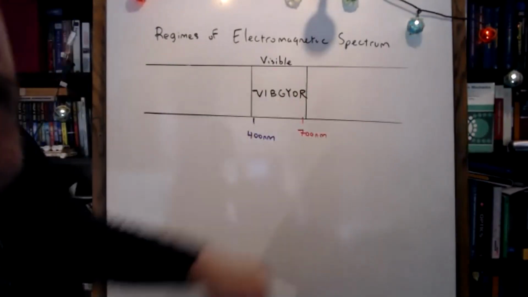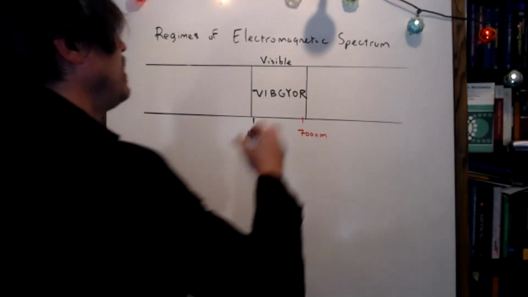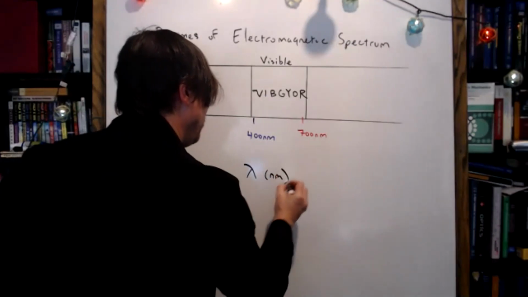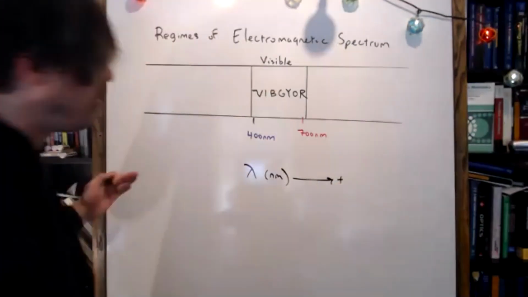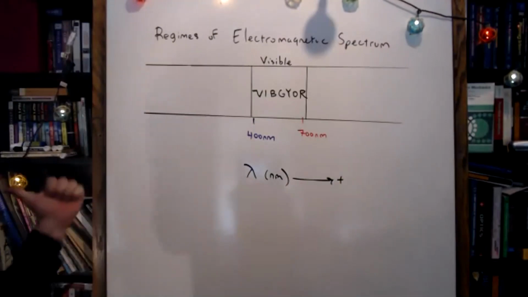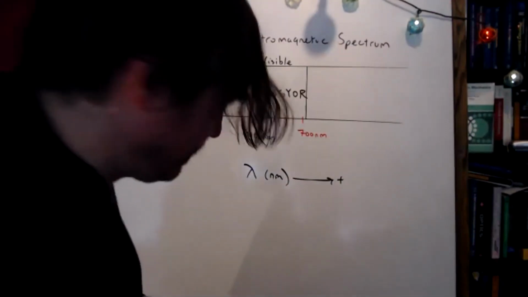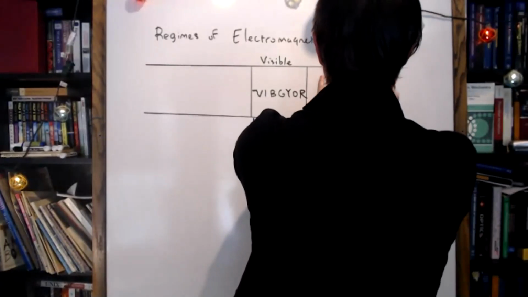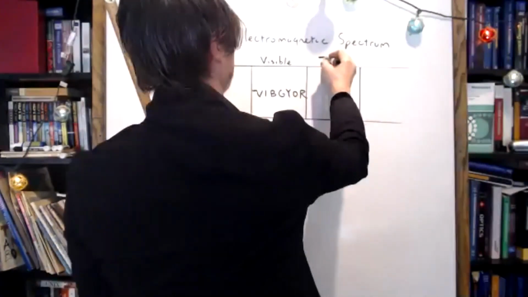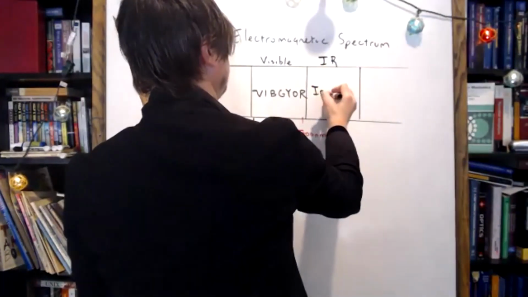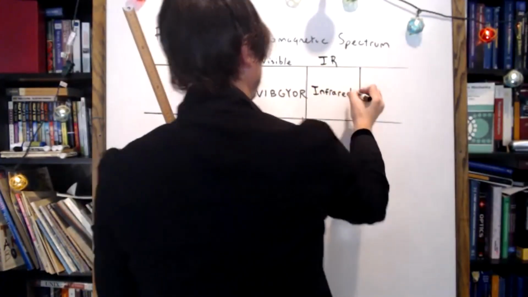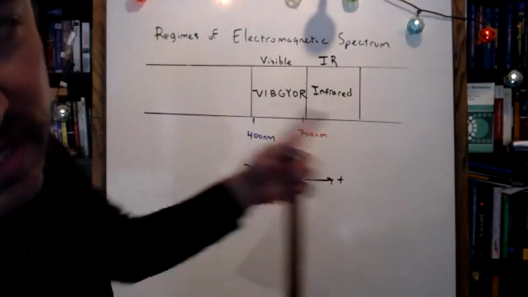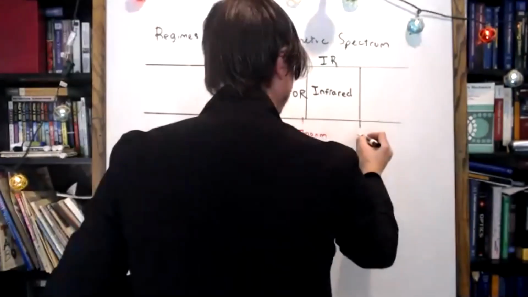Okay, so what about other types of light besides the visible spectrum? By the way, what we're plotting here is wavelength in nanometers, and longer wavelengths will be to the right, and shorter wavelengths will be to the left. So after the visible, after red, we have the infrared regime, right? This is IR. Infrared starts around 700 or 1,000 nanometers, and it goes all the way up to roughly 1 millimeter or so.